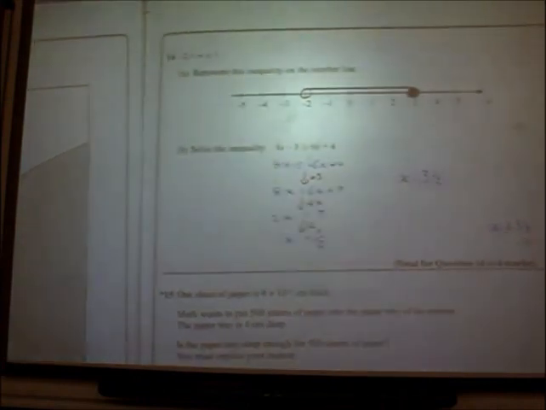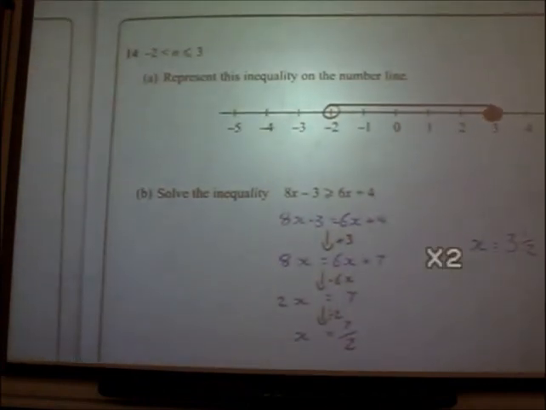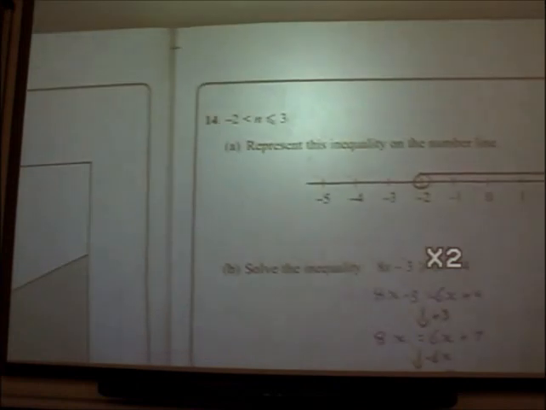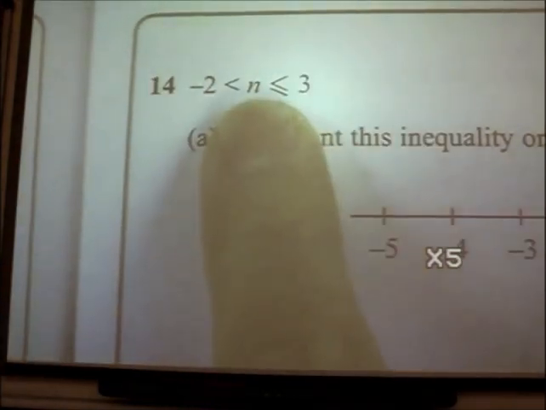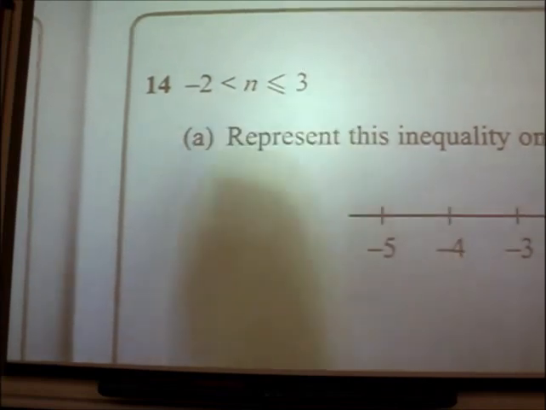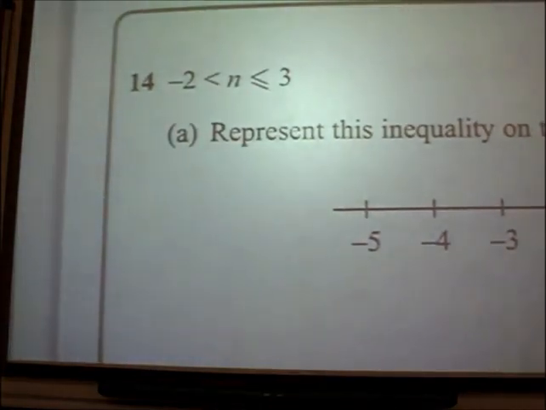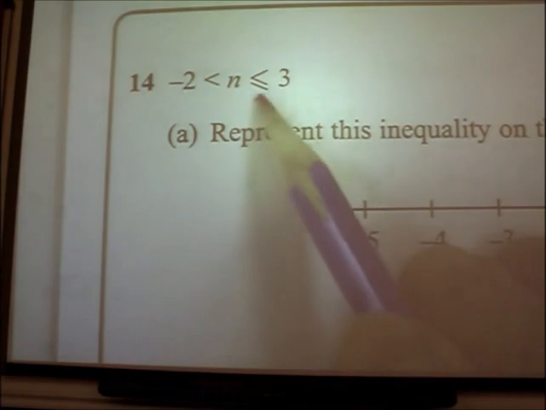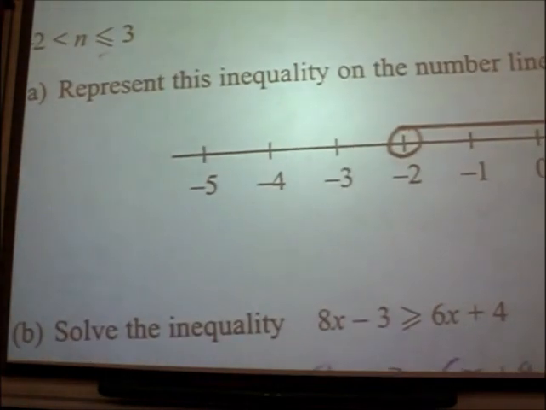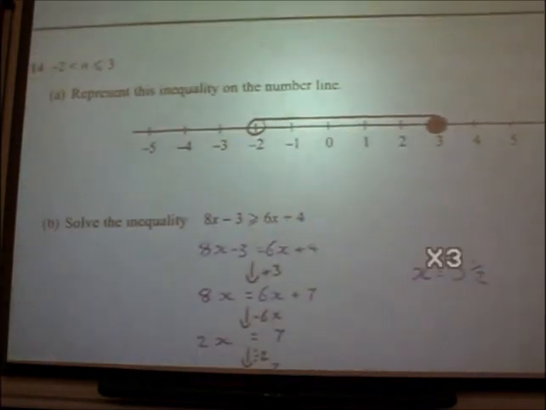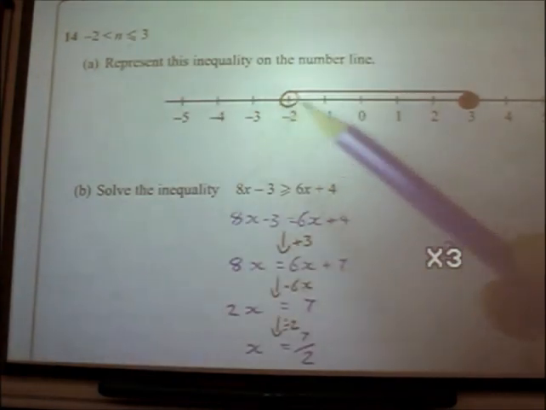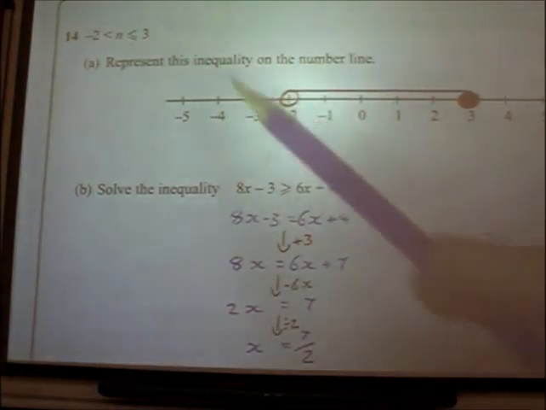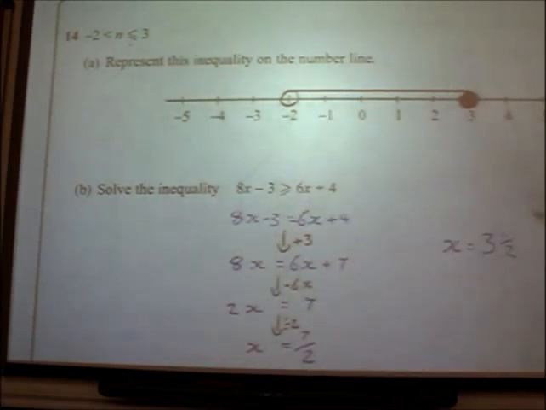Next one, question 14. Represent this inequality on a number line. The inequality is minus 2 is less than n, which is less than or equal to 3. That little second line there means the equal to bit. So what you do, draw a couple of circles on minus 2 and 3. Because it's greater than minus 2, you leave it hollow, or not filled in. And because it could be equal to 3, you shade it in. So it should look something like that.